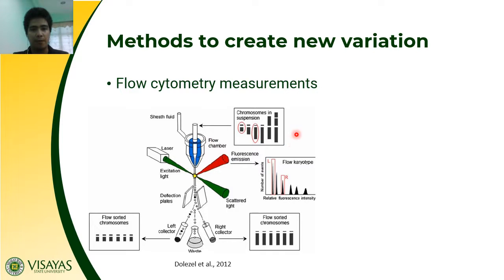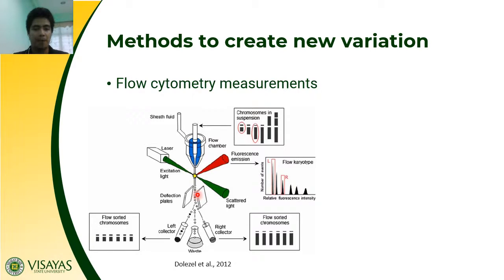So here we have first our suspension. An example is chromosomes, or you can also load cells here, and you put it in the flow chamber, and in this flow chamber the chromosomes will interact individually with the laser beam. But before you load your chromosomes, you label them with dye, and once the laser hits an individual chromosome, it will fluoresce and emit fluorescence intensity, and it will be sent to the computer or your desktop and show you the data.